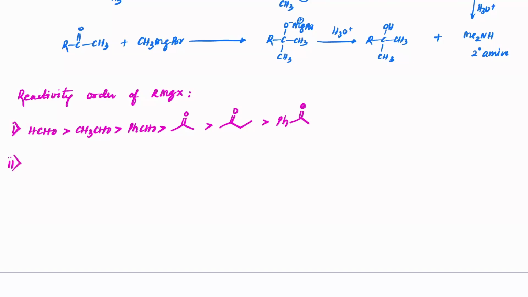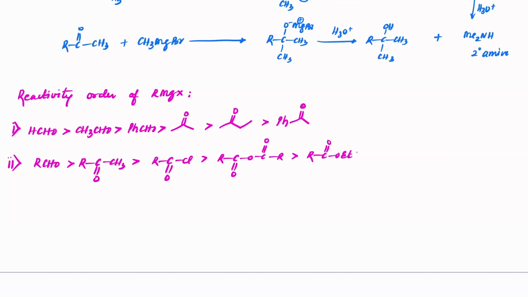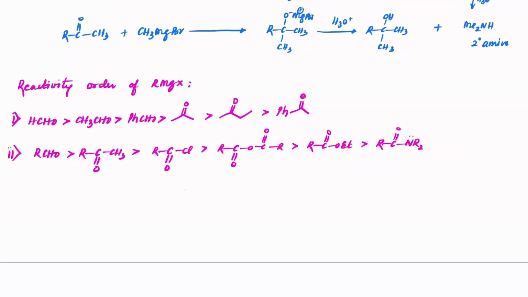The second reactivity order is when you are comparing an aldehyde compared to that of ketone, and compared to that of acid chloride, compared to that of anhydride, C double bond OR anhydride, and compared to that of ester, and compared to that of amide, that is NR2. This one. This is the second order you should know.